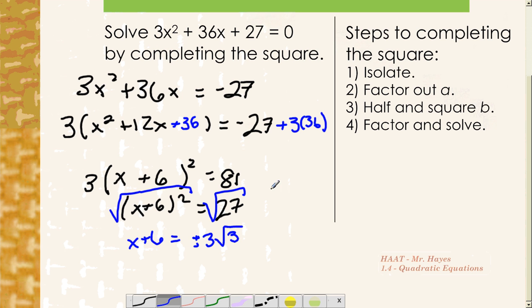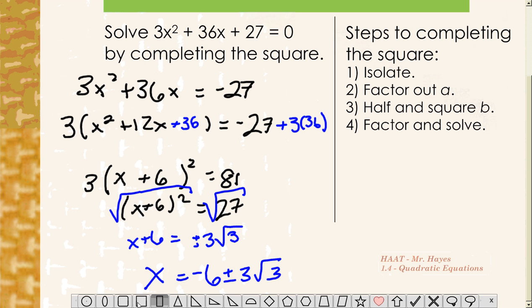Okay, so again, 27 is 9 times 3, so the square root of 27 is 3 times the square root of 3. And so then x, your final answer, is going to be the opposite of 6, plus or minus 3 root 3. Okay, and that, as they say, is that.